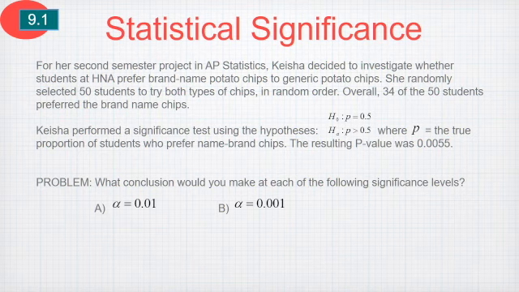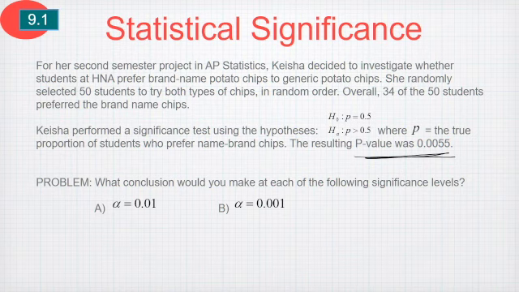I'm not sure what her proportion is, so this is why it's very important to define it, where p equals the true proportion of students who prefer name brand chips. Again, the alternate hypothesis is that they will like brand name chips better. And then we have a magical p-value that appeared out of nowhere. We have no idea where it came from; we'll deal with it later. So what conclusion can we make at each of the following significance levels?